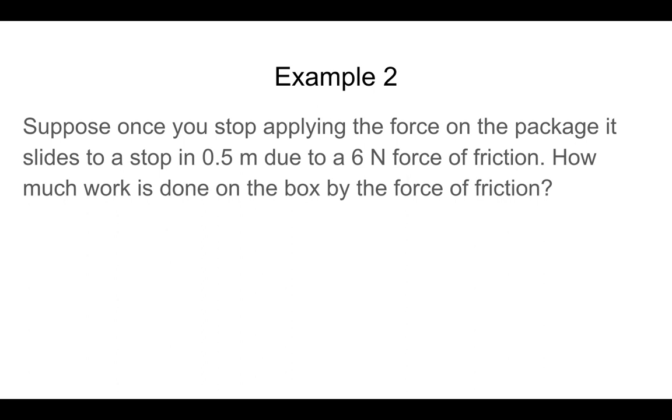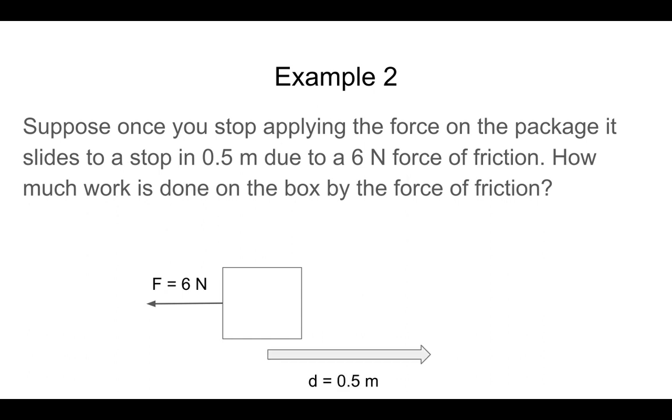So again, let's draw that box. I know that it's moving to the right, but the force of friction is making it slide to a stop. So which direction would the force of friction be? It would be to the left. So that force of friction is 6 newtons, and then I know it's going to slide to a stop in 0.5 meters. So we're still going to the right, but now that displacement is 0.5 meters.